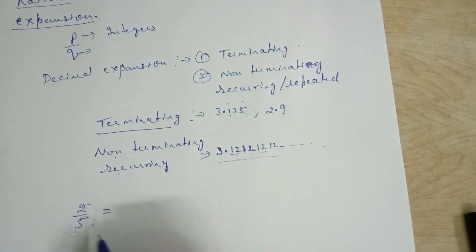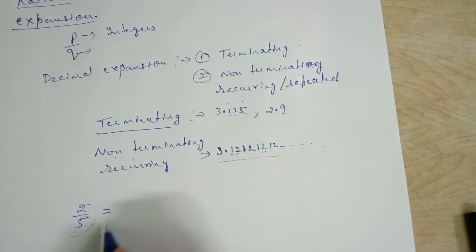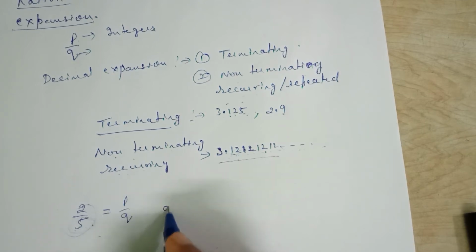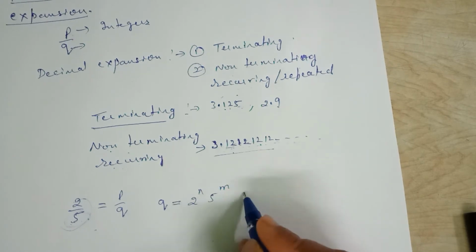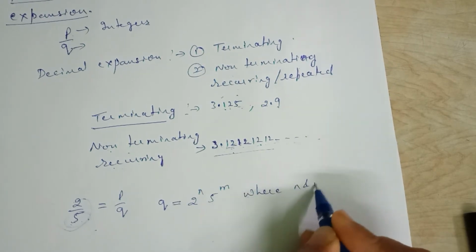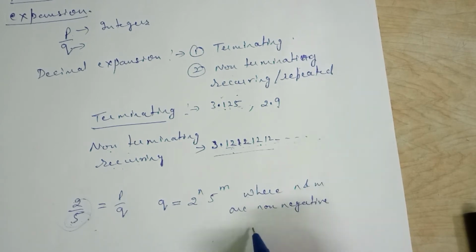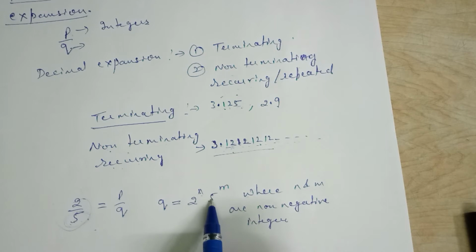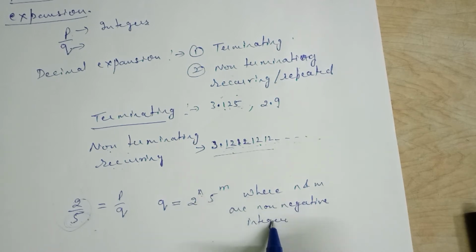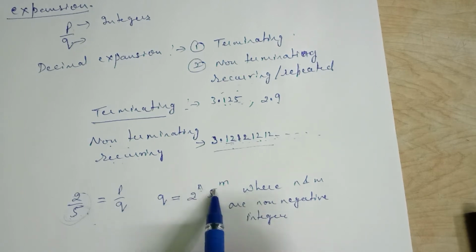According to the theorem, we have to check the denominator, that is q. We have to check the condition of q. The factors of q should be of the form 2 raised to the power n, 5 raised to the power m, where n and m are non-negative integers. It means the powers of 2 and 5 will be positive integers, or it may be 0. Negative will not be there.